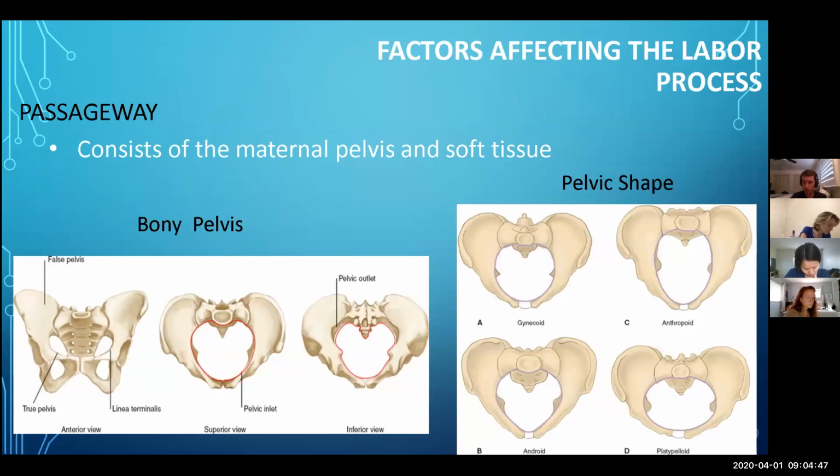The soft tissue consists of the cervix, the pelvic floor muscles, and the vagina. Effacement is the thinning of the cervix. It allows the presenting part to descend into the vagina. Remember, we have to have that effacement before we have any dilation occur.